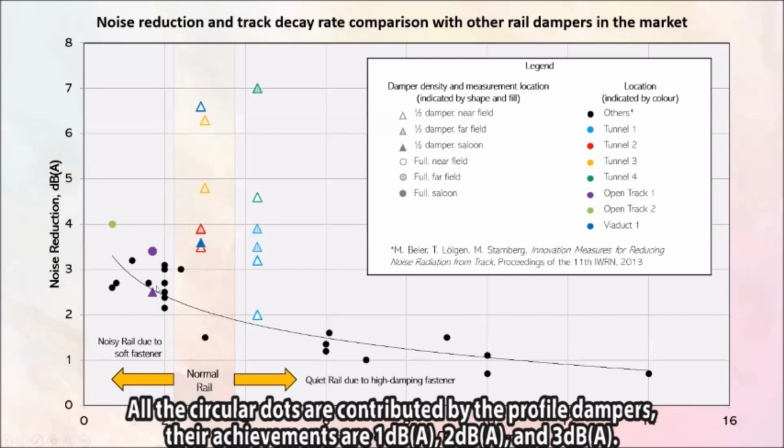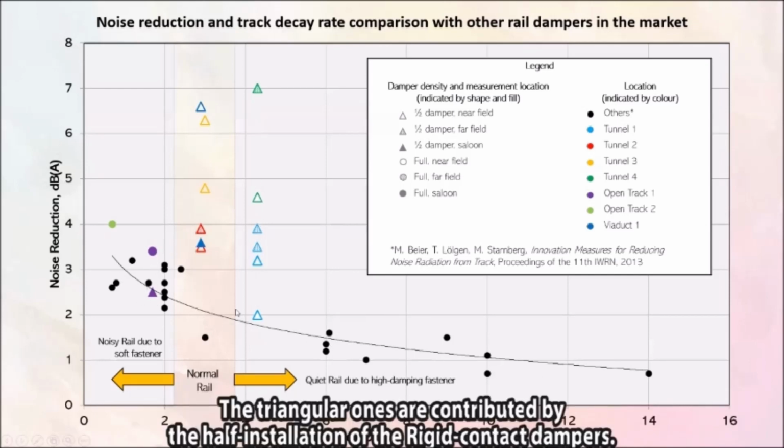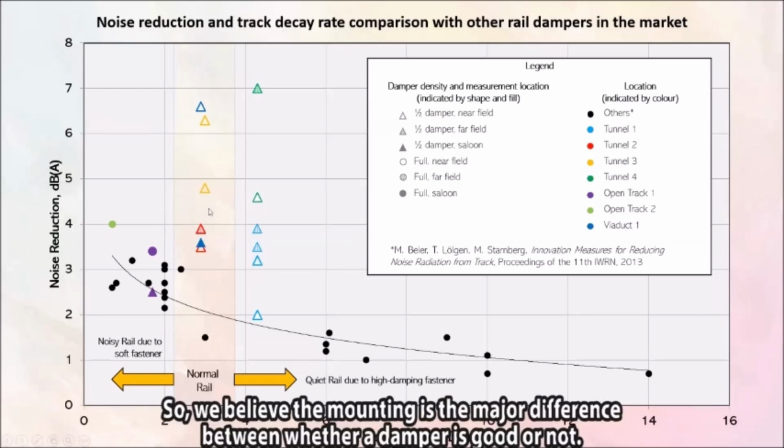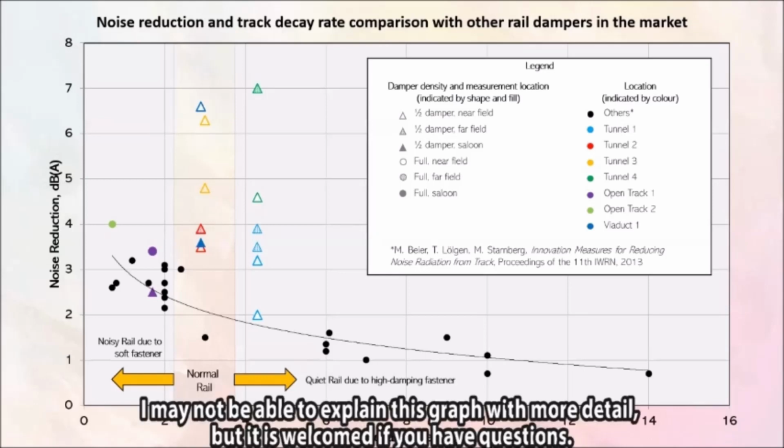All the circular dots are those profile dampers. The profile damper achievement is 1 dB, 2 dB, 3 dB. The triangle ones are the half installation of the rigid contact damper. We can see that by half installation, in some cases, it already achieved 7 dB. 4 or 5 dB is very common. So we believe the mounting is the major difference between whether a damper is good or not good. So I may not be able to explain this graph in more detail. If you have questions, they are welcome.